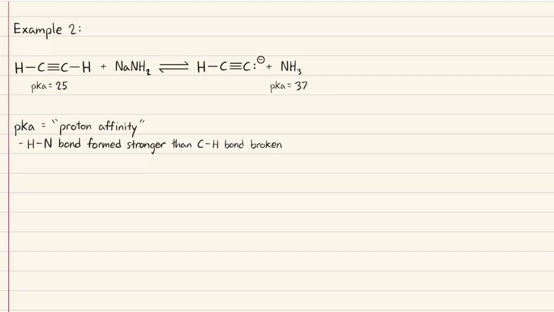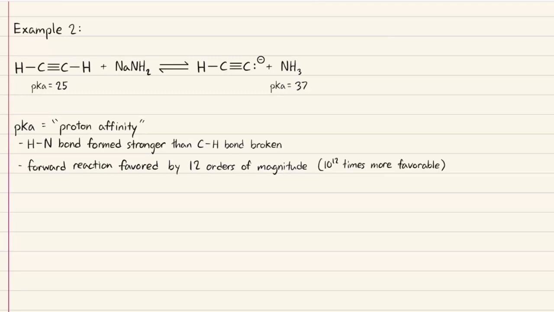Because acid-base reactions favor the formation of the acid with the higher pKa value, we can predict that the forward reaction is more favorable, specifically by 12 orders of magnitude, or 10 to the 12 times more favorable. Although both acetylene and ammonia are weak acids, we can see that the forward reaction is overall favorable from the pKa values. At this point, we've discussed almost all there is to know about acid-base reactions.